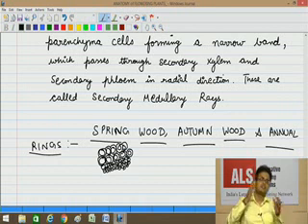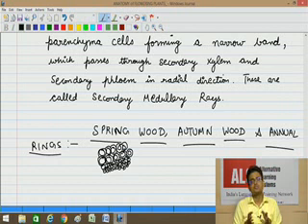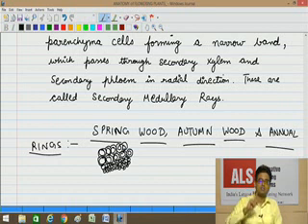Every year there is a favorable season, a spring season, and an unfavorable season, which is the autumn season, the leaf fall season. Because of this alternation of seasons, dark and light wood is formed, which is called spring wood and autumn wood, and these together form one annual ring. Why annual ring? Because these are formed in one year.